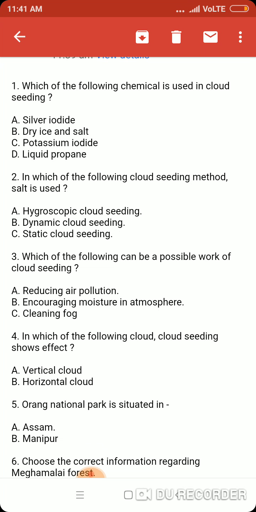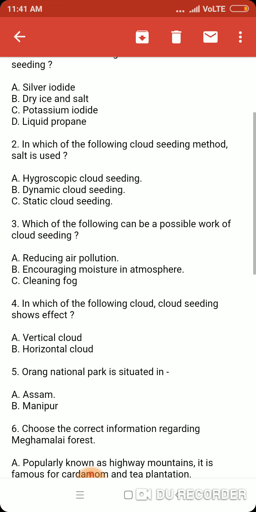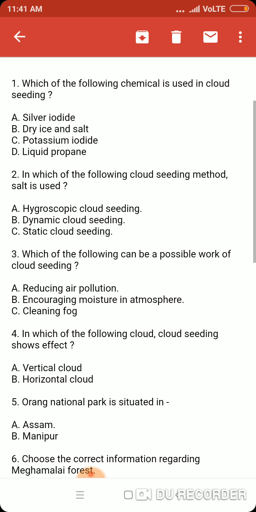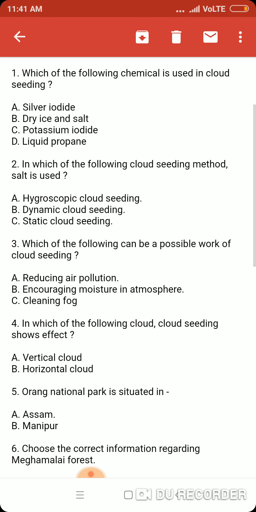So cloud seeding is in the news recently due to the government's move for cloud seeding in various states. So it is our duty to find out some related information regarding cloud seeding. Which of the following chemicals is used in cloud seeding?